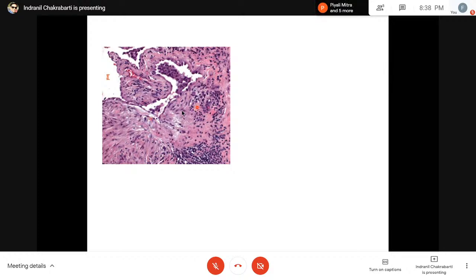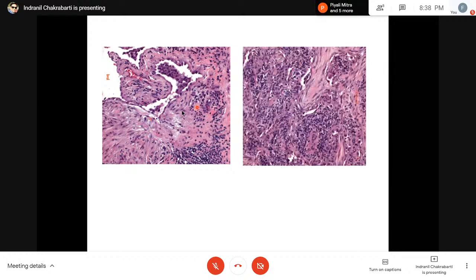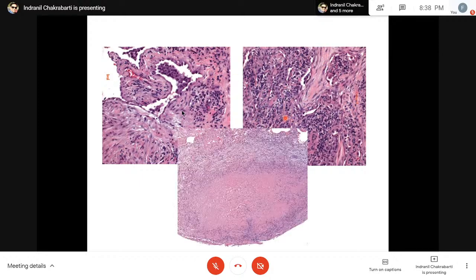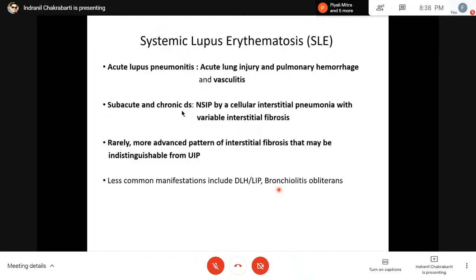Here you can see LIP, that is lymphocytic interstitial pneumonia pattern, along with organizing pneumonia pattern, that is OP or COP. So one can have multiple features in the same biopsy. This is a case of rheumatoid nodule where you can see the necrosis and palisading histiocytes. This is the end stage of rheumatoid arthritis.